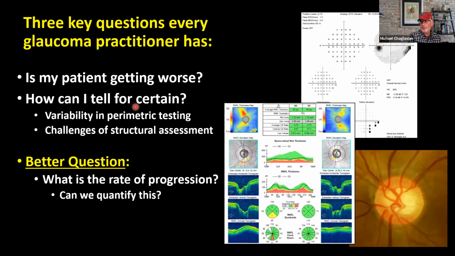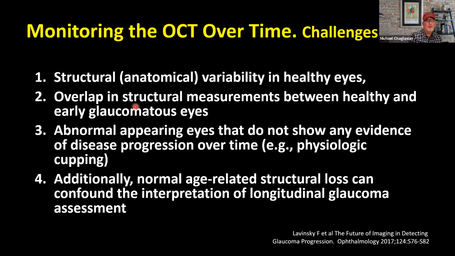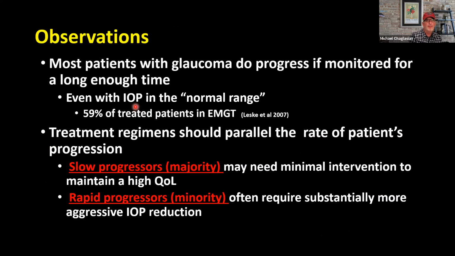So a little bit on progression here for the last 5 or 10 minutes or so. This is just, what do you do? And these are some of the questions that were coming up. Monitoring the OCT over time, it's trying to identify slow progressors versus rapid progressors. This is two categories, if you will, two types of glaucoma patients.